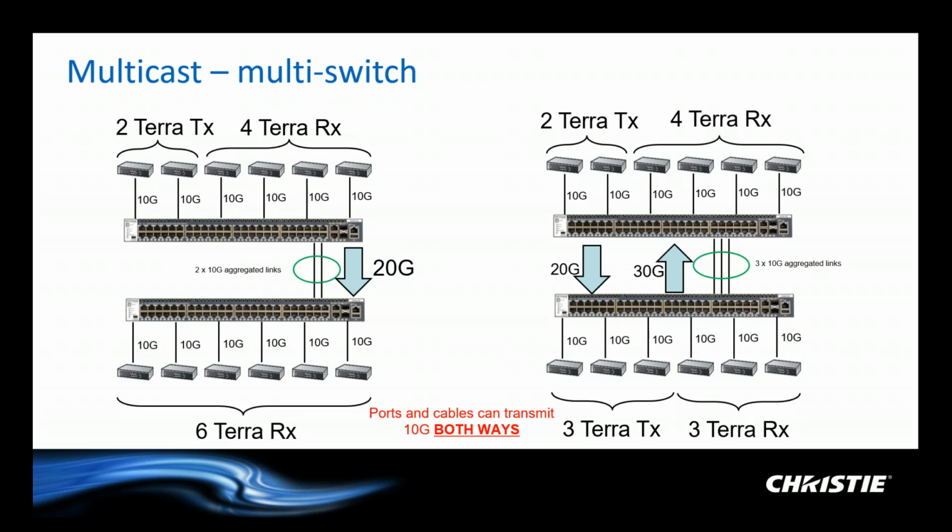So this is fundamental when you're designing your network in terms of links and bandwidth between them. The more you can balance the TX and the RX between the different switches, the less bandwidth you're going to require between the switches.